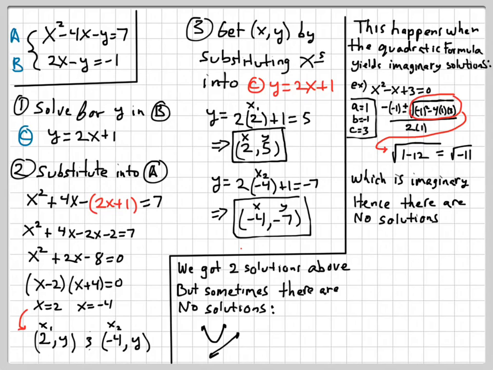Hence, there would be no solutions to this problem. And that is indicating that the parabola and the line do not intersect at any point, whereas the original problem would be indicative of a parabola and a line intersecting at 2 points. And that is it.